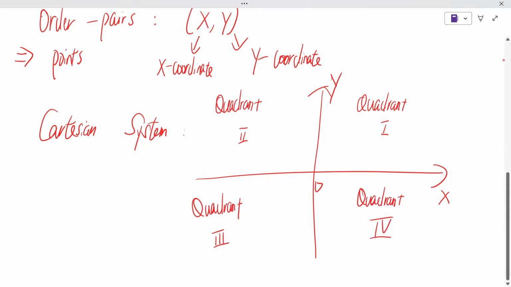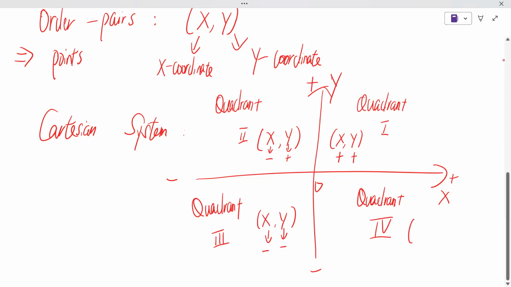In quadrant number 1, both x and y are positive. Any point here, x is positive, y is positive, because this is the positive side and this is the negative side. In the second quadrant, x is negative and y is positive. In the third quadrant, both x and y are negative. And in quadrant number 4, x is positive and y is negative.